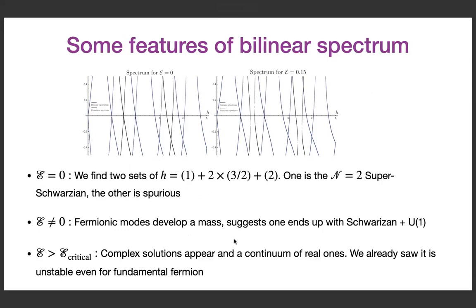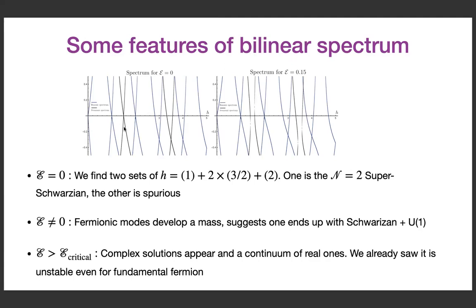Okay, finally, for this model, we also look at the spectrum of bilinear operators. So this is the spectrum. Basically, the way to read this plot is that whenever a line crosses the real axis, it means that there is an operator in the theory with that scaling dimension.